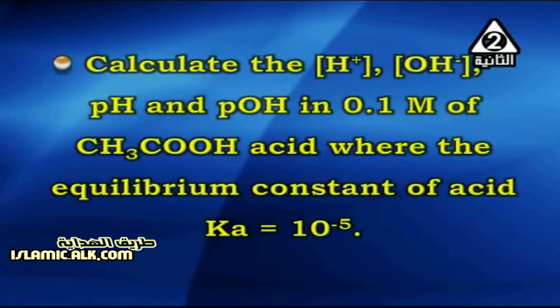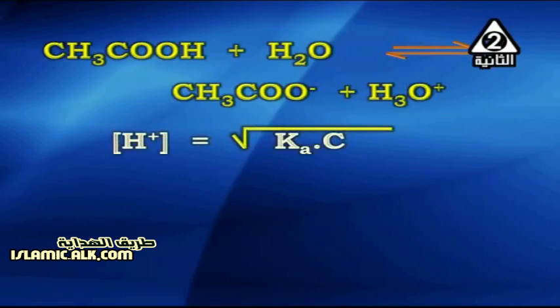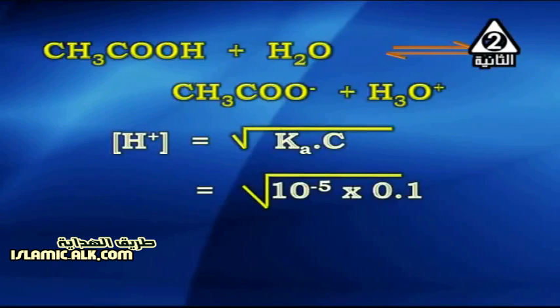Another example: calculate the concentration of hydrogen ion and concentration of hydroxide ion, pH and pOH in 0.1 molar of CH3COOH, which is acetic acid, where the equilibrium constant of the acid Ka equals 10 to the power negative 5. My dear student, as we know, acetic acid is a weak acid, and its ionization will be in a small amount and in equilibrium with its ions. So we can find the concentration of hydrogen ion equals the square root of Ka times C. So the square root of 10 to the power negative 5 times 0.1 equals 10 to the power negative 3 molar.